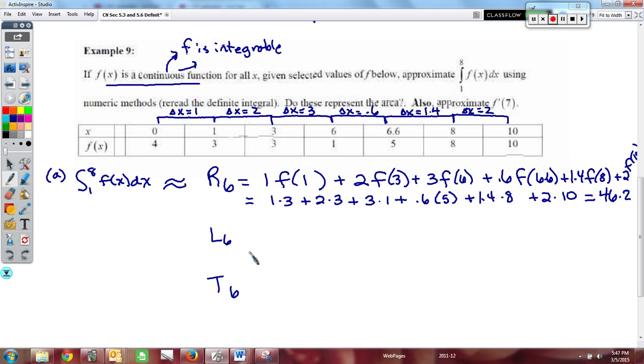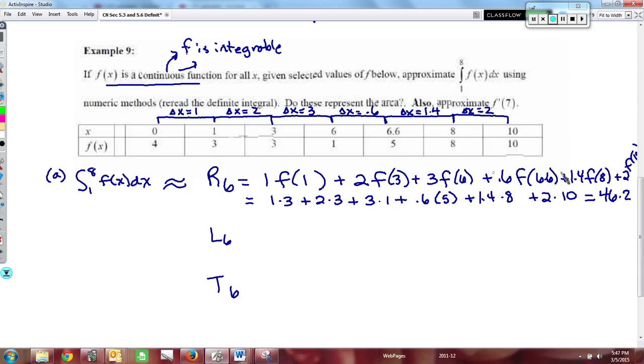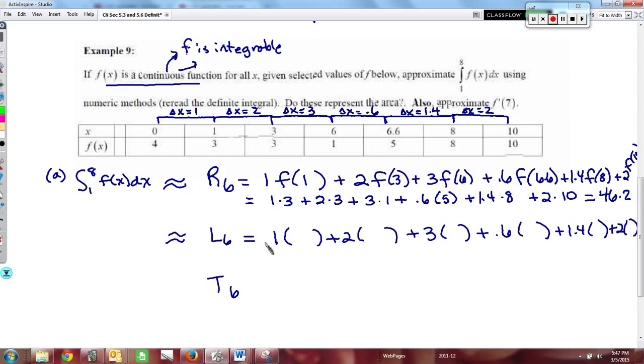So even if you were on a non-calculator section, you should be able to do something like this. Now again, remember they don't care whether you write the first line or the second line. So when you go to do this L6 approximation, I might go ahead and write 1 times, 2 times, putting my delta x's in. And then I just go in and fill in what I need using the left endpoint. So I would have to use the f of 0, which is 4, and then 3, and 3, 1, 5, and 8. And then go ahead and add those up.